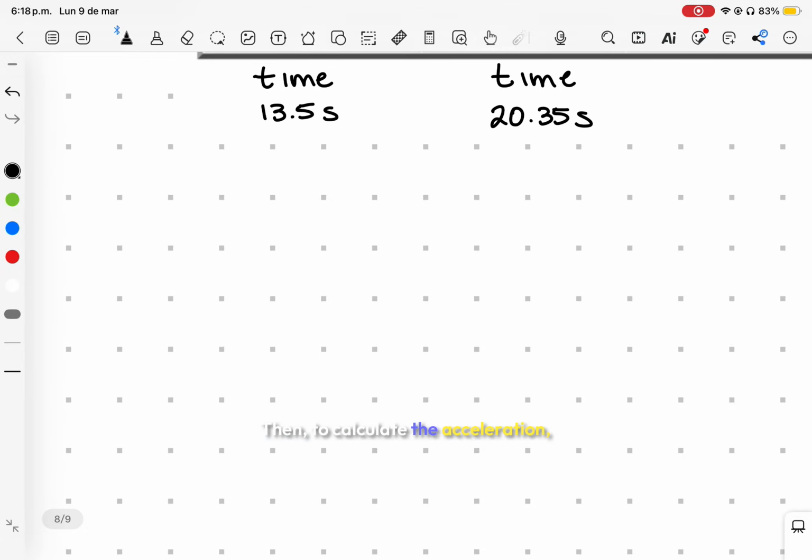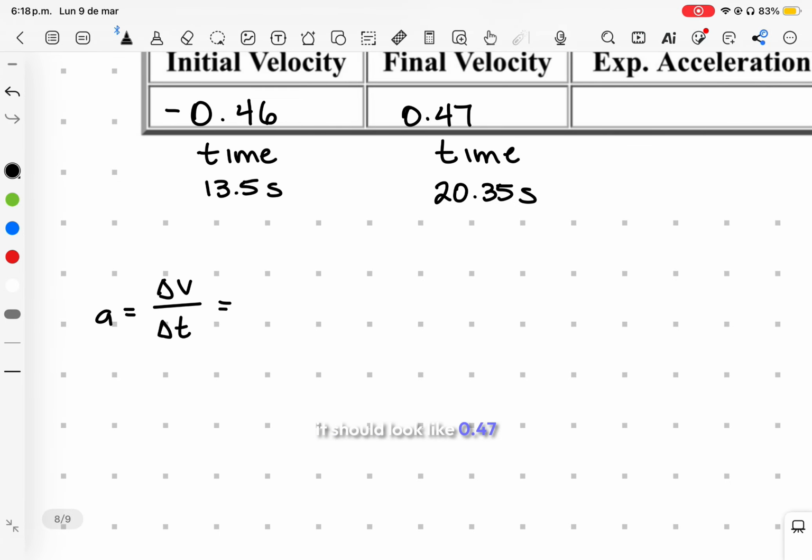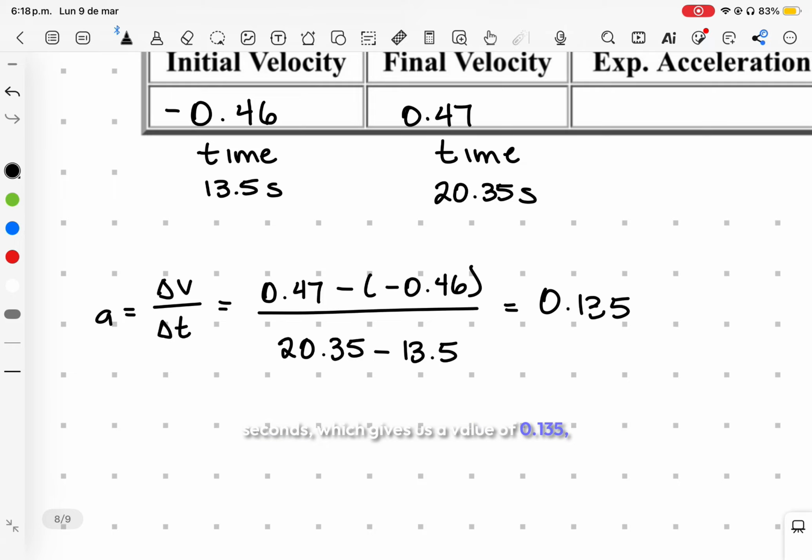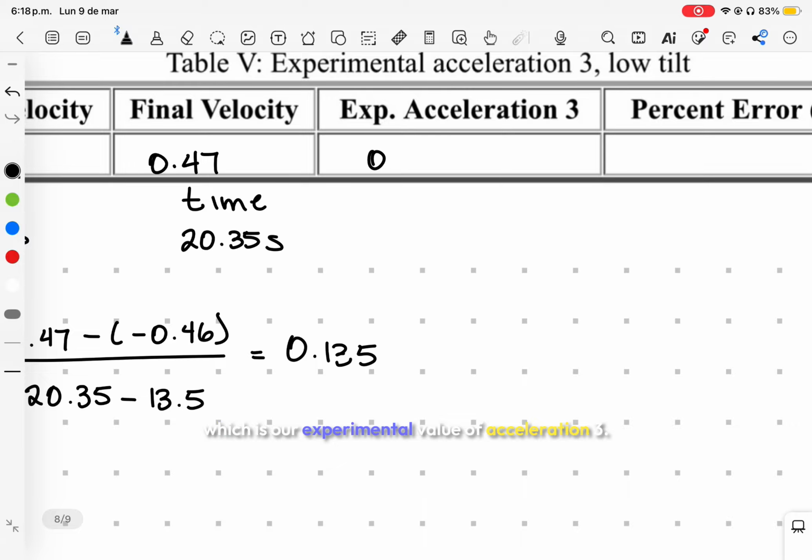Then to calculate the acceleration, we again run it under the change of v over change of t, which then, if we plug in the values, should look like 0.47 minus negative 0.46 over times, which is 35 seconds minus 13.5 seconds, which gives us a value of 0.135, which is our experimental value of acceleration 3.